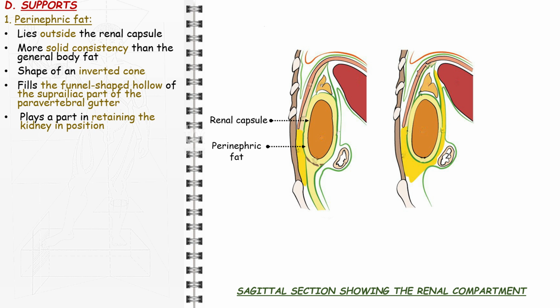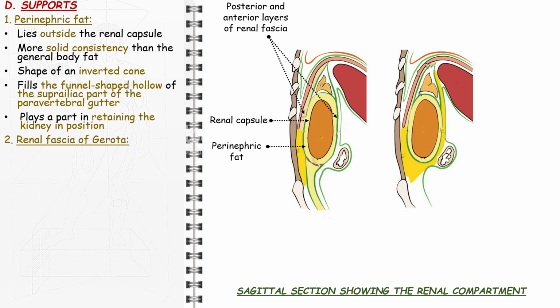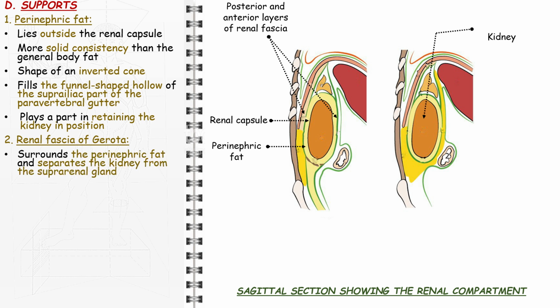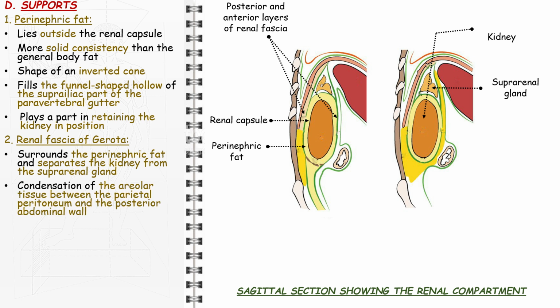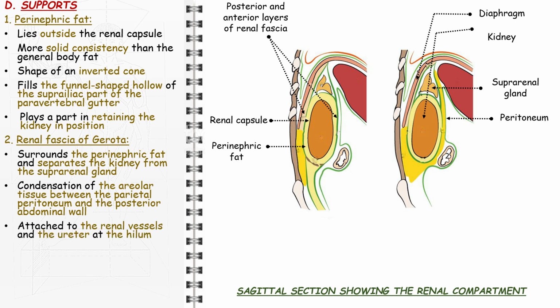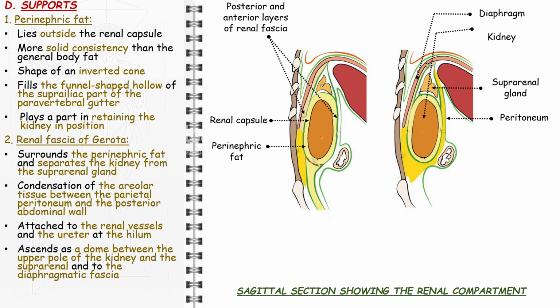The renal fascia of Gerota surrounds the perinephric fat and separates the kidney from the suprarenal gland. It is a condensation of the areolar tissue between the parietal peritoneum and the posterior abdominal wall attached to the renal vessels and the ureter at the hilum, extending until the sheath of the aorta and inferior vena cava. It ascends as a dome between the upper pole of the kidney and the suprarenal and to the diaphragmatic fascia, and is complete though weak downwards.